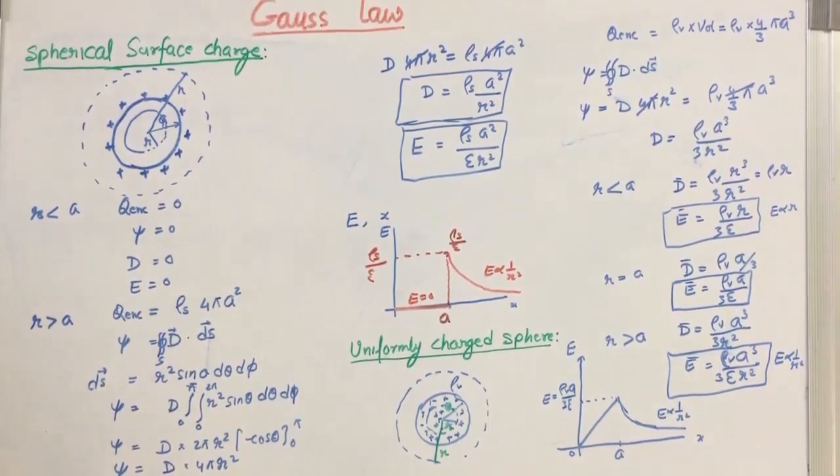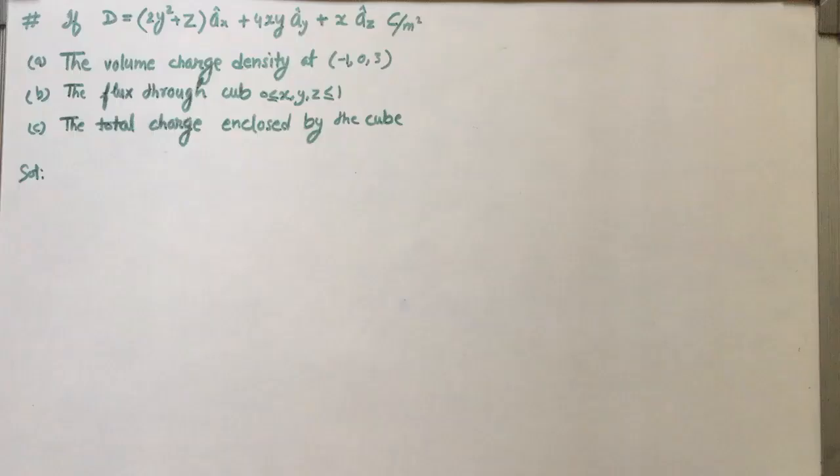Now this is the end of Gauss law. We will try to discuss the electric potential energy next. So based on the study of the charge enclosed and the flux through the surface, we will try to solve one example that is based on volume charge density.